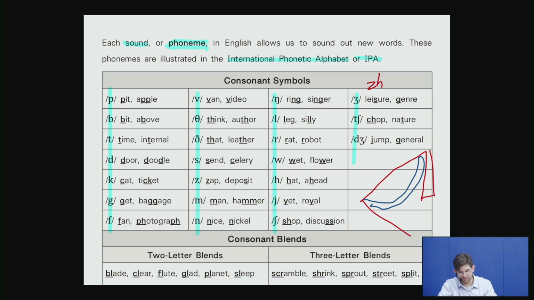And our last one to go over is jump and general. That J of J and G. Sometimes these sounds have a similarity to them.